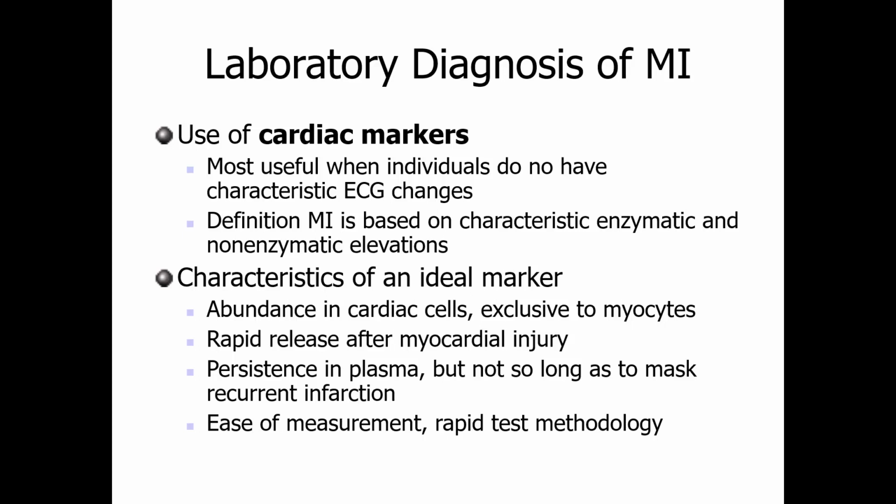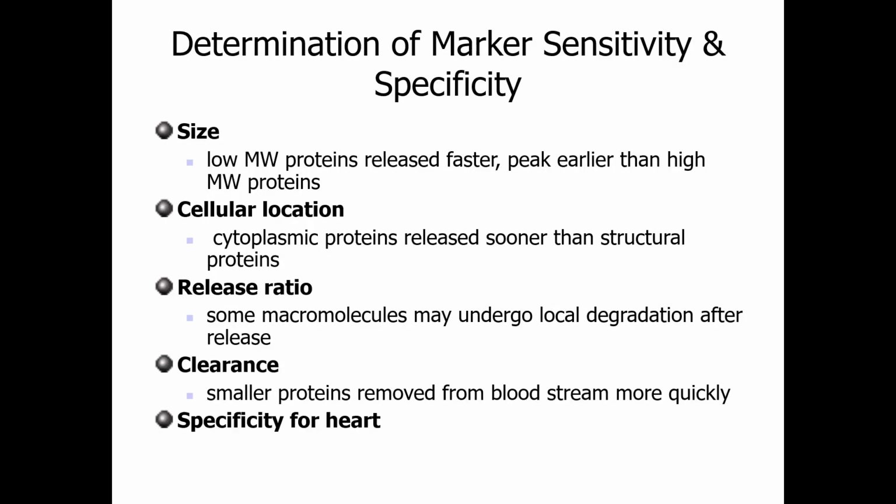Persistent in plasma, but not so long as to mask a recurrent infarction. Ease of measurement and rapid test methodology. So the size: low molecular weight proteins increase or are released faster. They peak earlier than high molecular weight proteins. The cellular location: cytoplasmic proteins are released sooner than structural proteins. The release ratio: some macromolecules may undergo local degradation after release. Clearance: smaller proteins are removed from the bloodstream more quickly. And specificity for the heart.